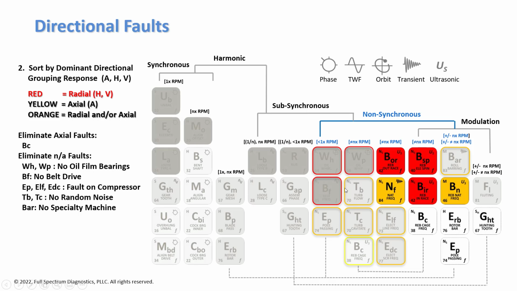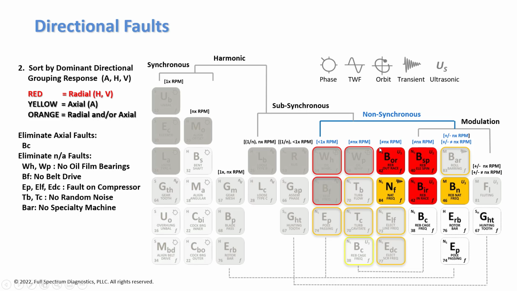There's no belt drive, so we can get rid of belt frequency. Electrical pole pass, electrical DC motors, and electrical line frequency can go away because this is a compressor problem, not a motor problem. Turbulent flow might be a possibility, but there's no broadband random noise, so we can get rid of turbulent flow and cavitation. And last, we have barring, which is a paper roll type issue found when two big rolls are in contact with each other. We don't have that geometry in this piece of equipment.